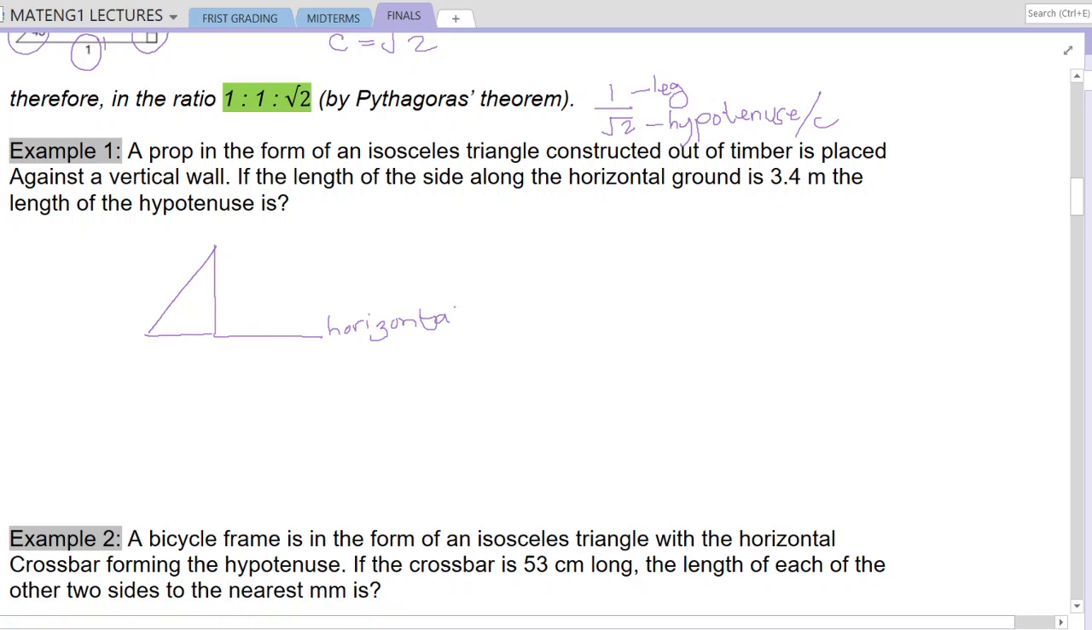it says there that the length of the side along the horizontal ground is 3.4. Since this will be 3.4, the horizontal is equal to the vertical side of the triangle, so that is also equal to 3.4 meters. Okay, so the requirement there is the hypotenuse. Okay, so we denote that one as C.